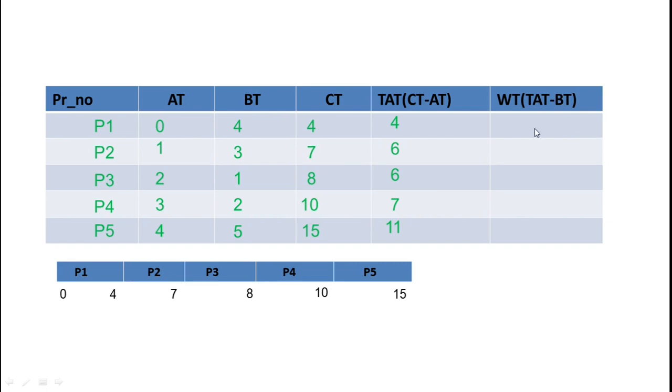Next parameter is waiting time. The equation of waiting time is turnaround time minus burst time. If you look at process P1, turnaround time is 4 millisecond as well as burst time is 4 milliseconds. So 4 minus 4, waiting time we will get 0 millisecond. For process P2, turnaround time is 6 millisecond and burst time is 3 millisecond. So 6 minus 3 will become 3. So for P2, waiting time will be 3 millisecond. Same thing for process P3, P4 and P5. So we are writing the waiting time for all 5 processes.